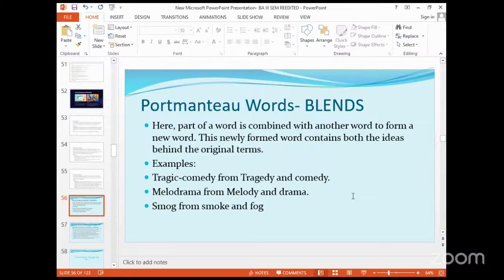So they are similar to compounds in many ways as the primary source of the blend is two words in the language that have been brought together and blended. Right? So we have smog, sitcom, brunch, modem. Modem is nothing but modulator, demodulator. Guesstimate, guess plus estimate. And then we have melodrama, tragic comedy or the tragedy and comedy. Right.